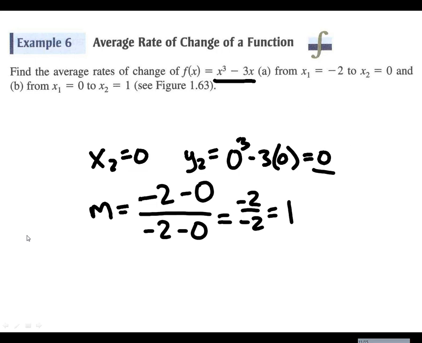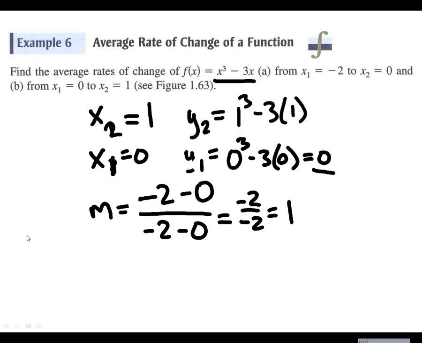So here we go. We've got x1. Sorry, x1 is 0. So let's just change that. We'll make this x1, and we'll make this x2 is 1. Let's go ahead and plug it in for this, this will be y1, and this will be y2. And so here we go. 1 cubed minus 3 times 1. And that's 1 minus 3, and that's -2.